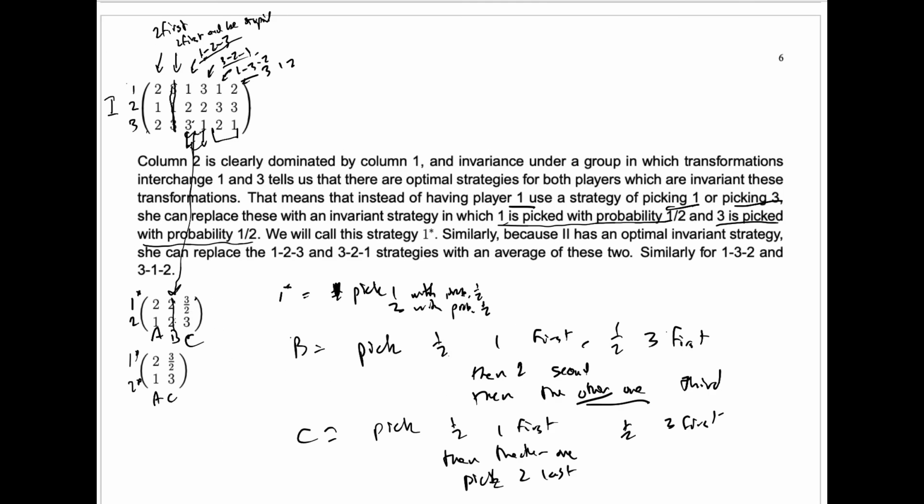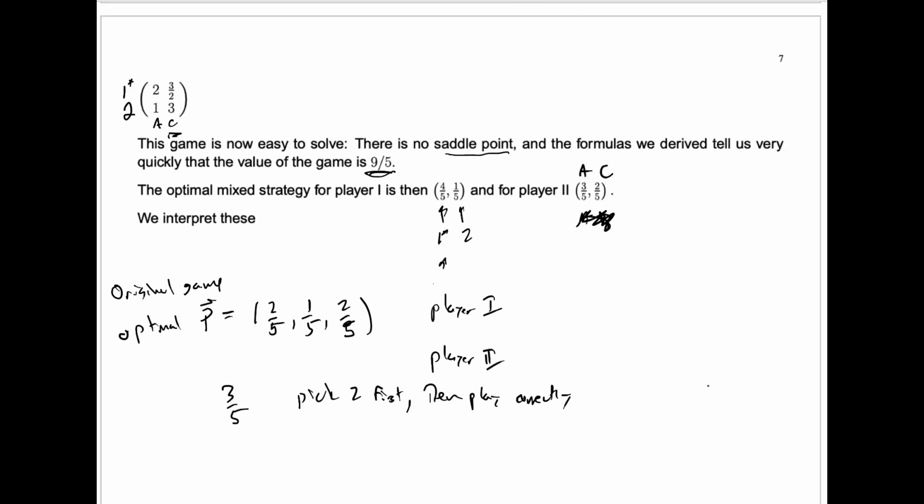And if we go back and remind ourselves what C represented, C was pick half the time 1 first, half the time 3 first, then pick the other one, then pick 2 last. So 2/5 of the time we'll do that, which means 1/5 of the time we pick 1 first. I'll just write it like this: 1 first, then 3, then 2. And 1/5 of the time we pick 3 first, then 1, then 2. So these are the optimal strategies, and you'll see because of the invariance, these of course are the same. We just split them from the 2/5 and split them from the 4/5. These two are the same.